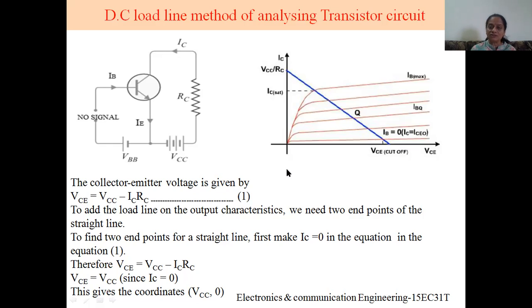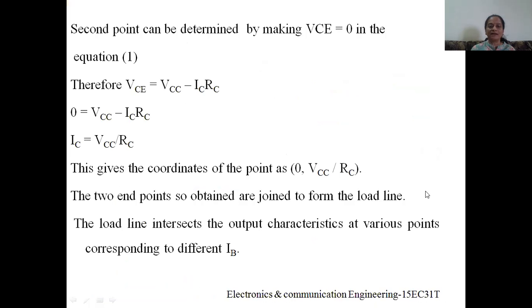To find the next coordinate, to draw the DC load line, you make VCE 0, that is collector emitter voltage is 0. So what happens? 0 is equal to VCC minus IC into RC. When you simplify, the collector current is VCC divided by RC. This gives the coordinate of the second point where the maximum collector current flows. The 2 endpoints so obtained are joined, and this forms a DC load line.